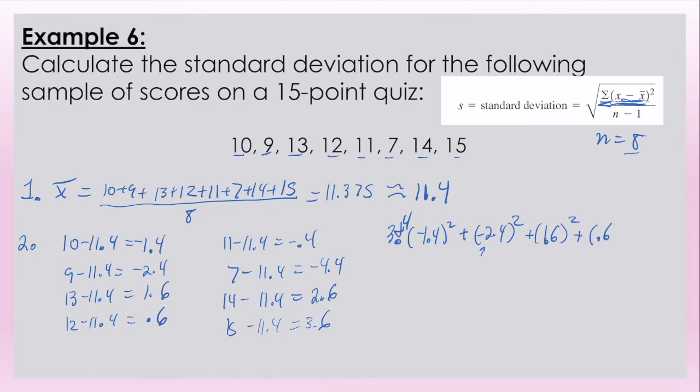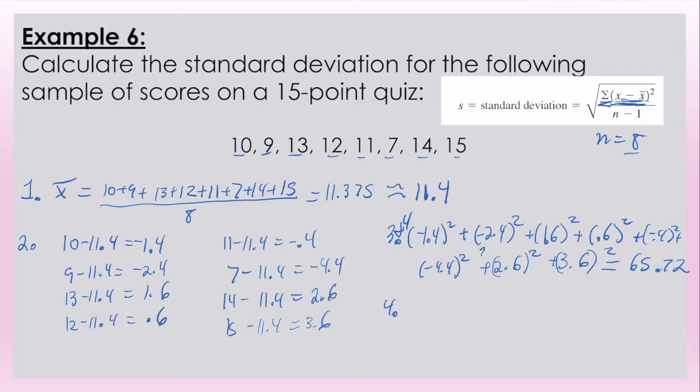So negative 1.4 squared, so this is really steps 3 and 4, plus negative 2.4 squared plus 1.6 squared plus 0.6 squared plus negative 0.4 squared plus, we gotta start a second row, negative 4.4 squared plus 2.6 squared plus 3.6 squared, and I add that all up and I get a sum of 65.72.